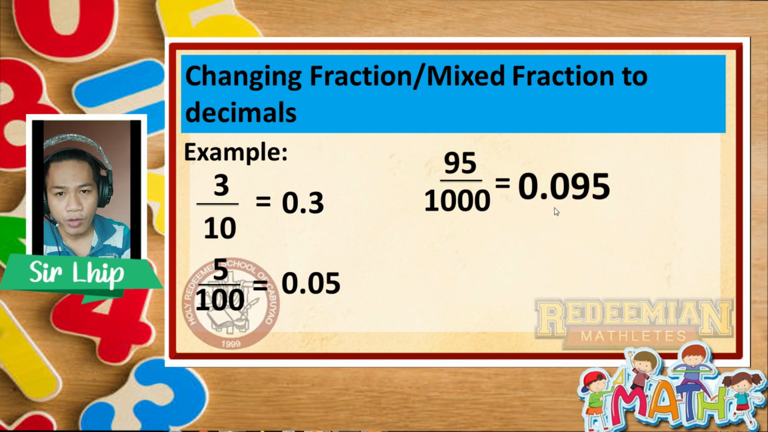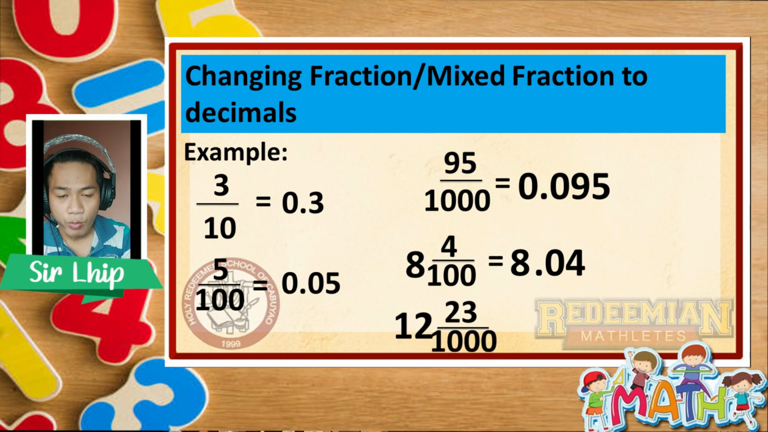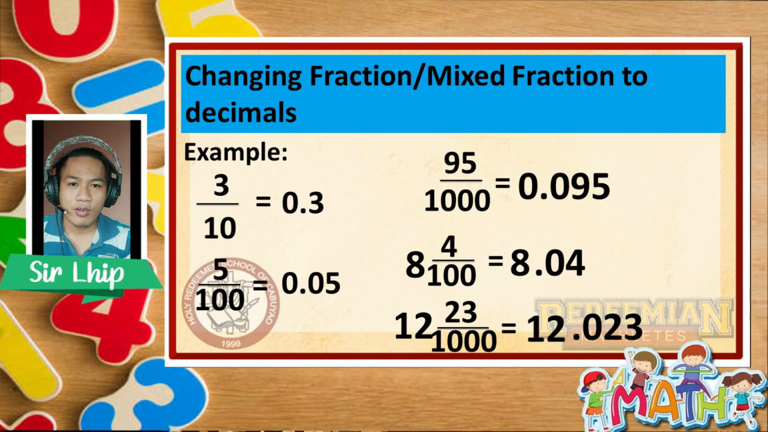8 and 4 over 100. Copy the whole number first, then change the fraction to decimal. So 8 and 4 hundredths becomes 8.04. 12 and 23 over 1,000 becomes 12.023. That's all.